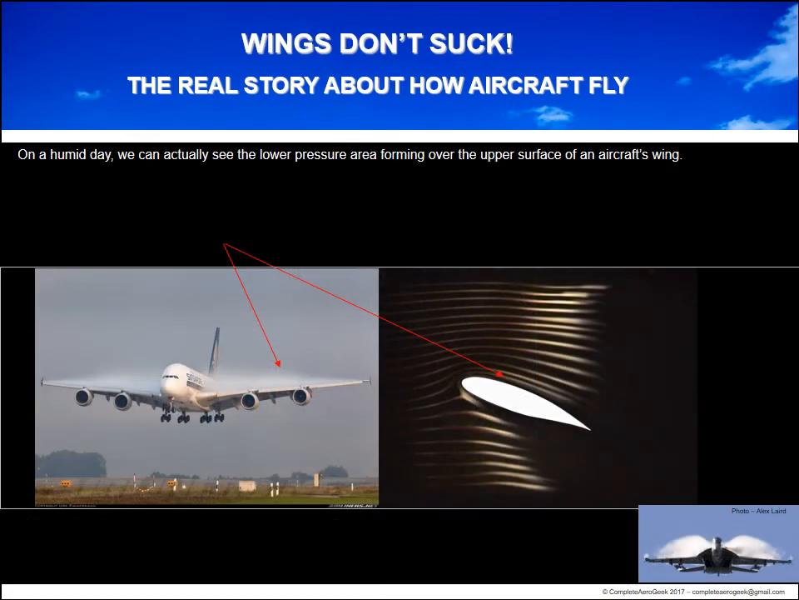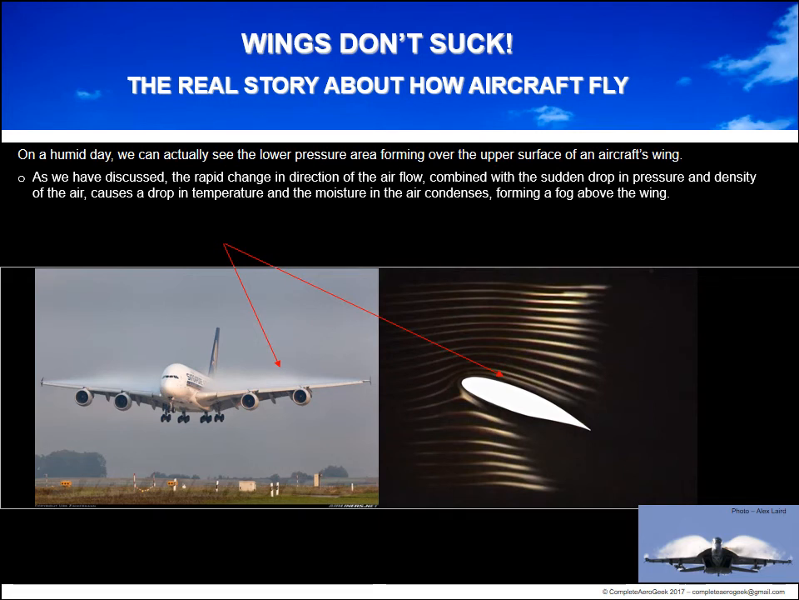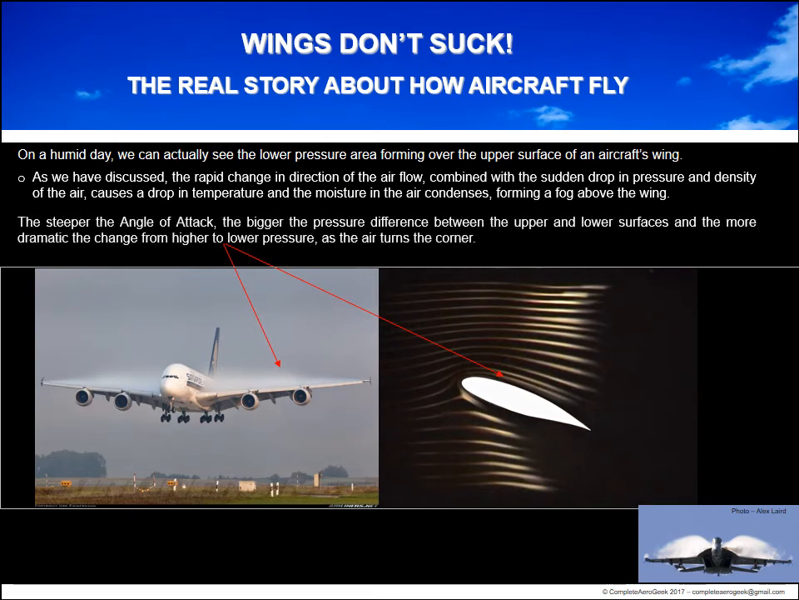On a humid day, we can actually see the lower pressure area forming over the upper surface of an aircraft's wing. As we have discussed, the rapid change in direction of the airflow, combined with the sudden drop in pressure and density of the air, causes a drop in temperature, and the moisture in the air condenses, forming a fog above the wing. The steeper the angle of attack, the bigger the pressure difference between the upper and lower surfaces, and the more dramatic the change from higher to lower pressure, as the air turns the corner. When fighters pull up or turn rapidly, the rapid increase in angle of attack will also create this effect.